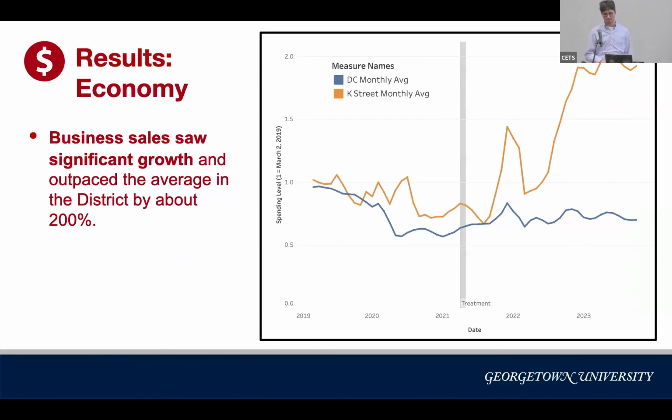And then economic impacts are also positive. Essentially, here we have the treatment in gray, and then there's a K Street average and a DC monthly average. I had to use two census tracts as proxies that cover most of K Street, not all of it, and kind of around it. A decent proxy, I think. They follow very similar trends in the before period, and then they diverge significantly. K Street sees this kind of explosion in economic activity. DC economic activity has still not hit pre-pandemic levels.